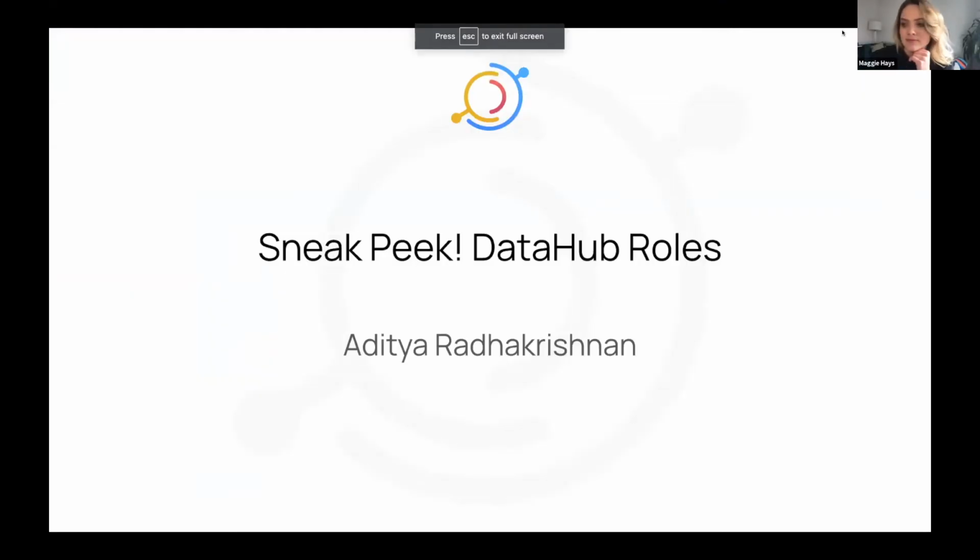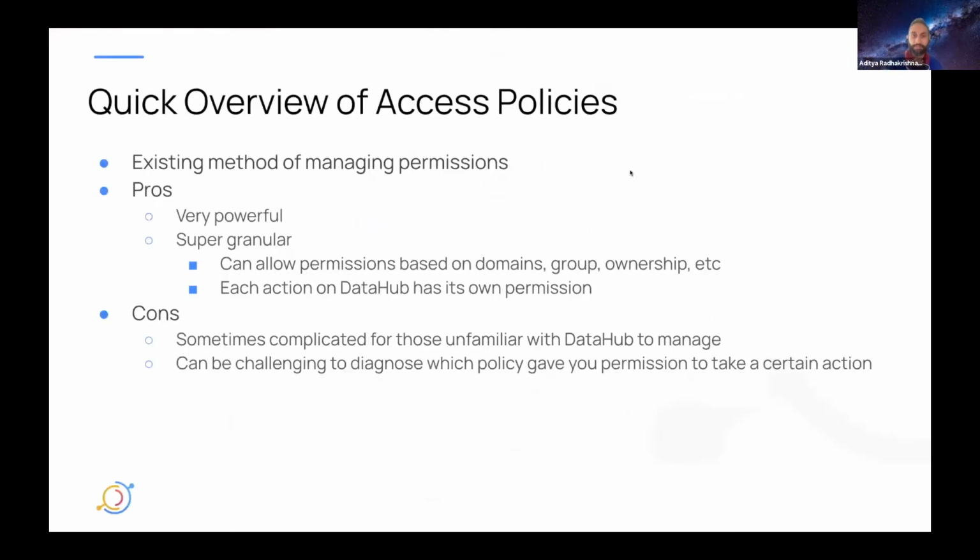My name is Aditya, and I'm going to talk a little bit about how we're introducing role-based access control into DataHub. So let's give a quick overview of how existing permissions work. Right now we have DataHub policies. The pros are they're super powerful, very granular, and can allow permissions based on specific domains. I can say this group can do these things, or these users can do these things, or maybe I just want owners of an asset to be able to perform certain actions. And there's tons of permissions. Each action on DataHub has its own permission.